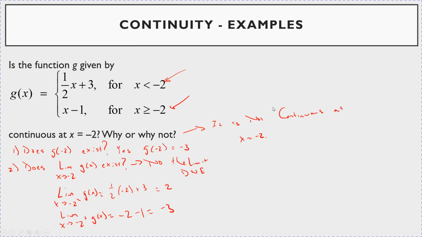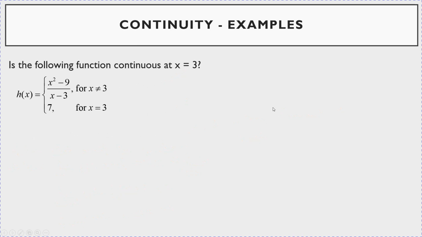All right, let's do one last one. Is the following function continuous at x is equal to 3? It's one that we've been working with, although here it's h of x, defined piecewise. It's equal to x squared minus 9 divided by x minus 3 when x is not equal to 3, and when x is equal to 3, it's equal to 7. So first off, does h of 3 exist? Sure does. When x is equal to 3, you just use this value here, which is 7.